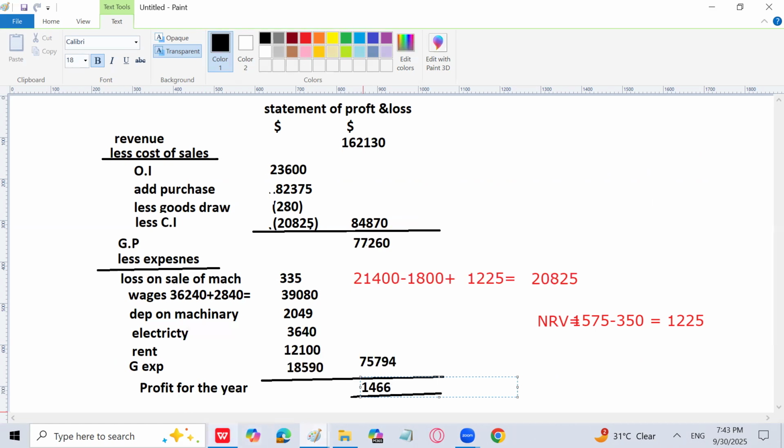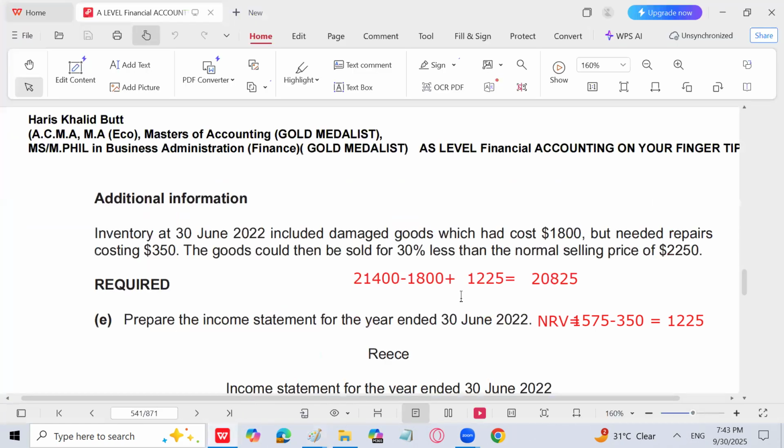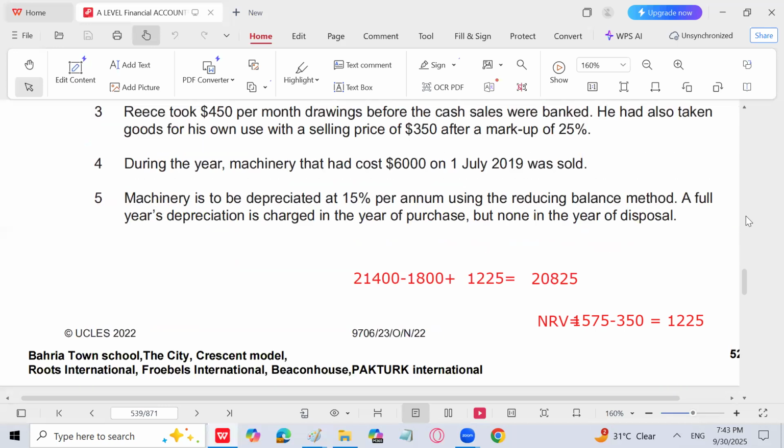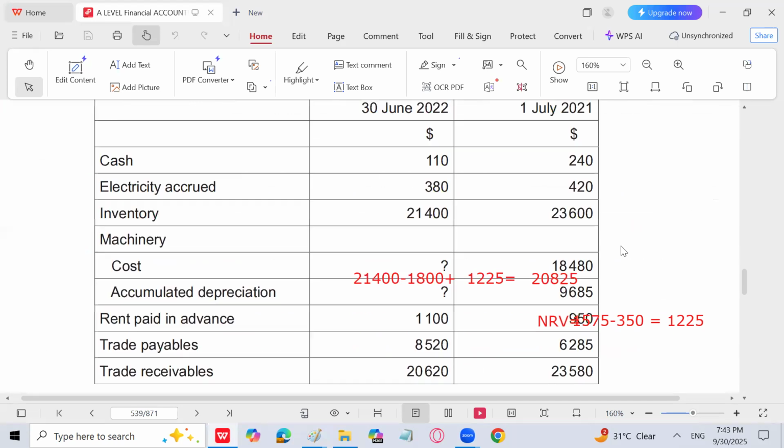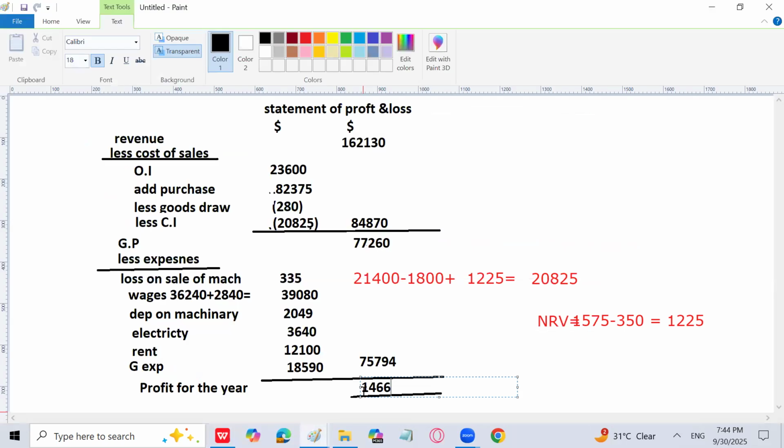That is the point of inventory. Here it is: 21400 minus 1800 plus 1225. Let me see the value of inventory. Yes, 21400, that's fine. Now we have adjusted it and we have found the corrected profit, 1466.